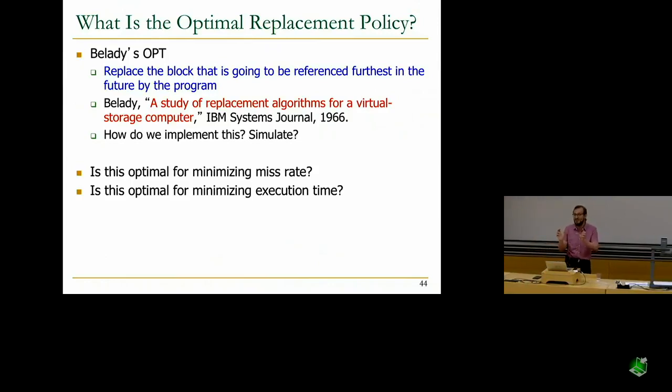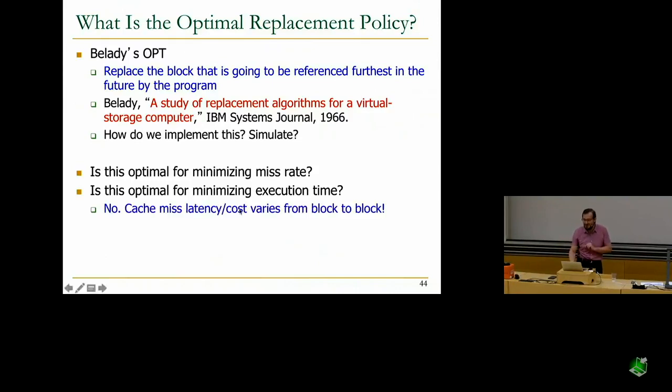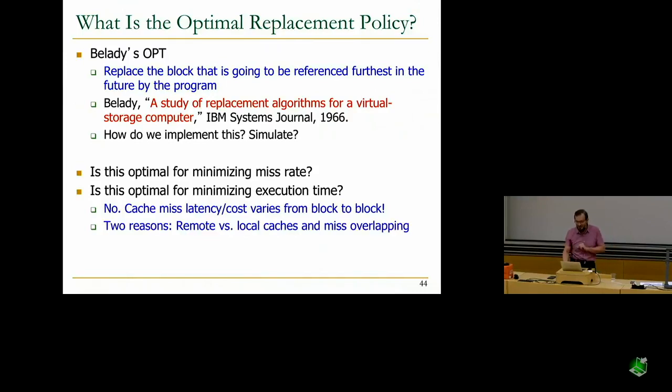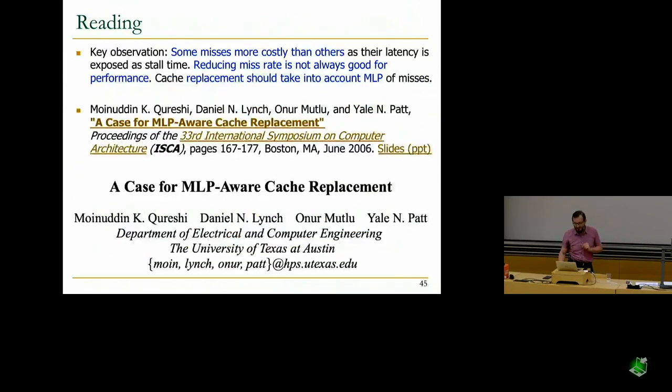Remember the latencies? Miss latency, hit latency. So this doesn't take into account cache miss latency or cost. And that actually varies from block to block. There are many reasons, and I gave you some: remote versus local caches, miss overlapping. Basically, the cost of refetching a block is not the same across the blocks. If they were the same, then this may be optimal, and there was no overlapping. But we have overlapping also, as we've discussed. Okay, so if you're really interested in these concepts, I would recommend reading this paper that we've written, but this is optional. If you're really interested, take a look.